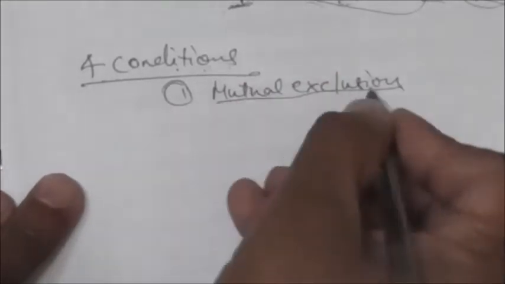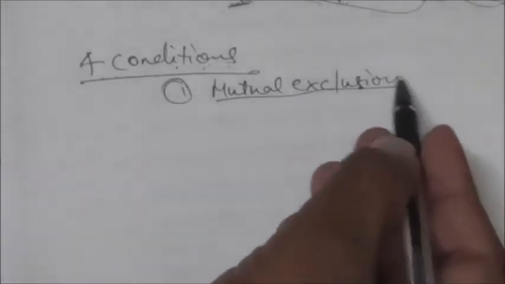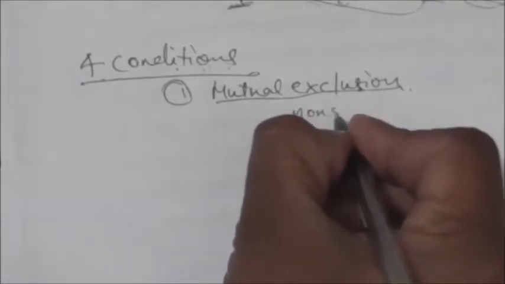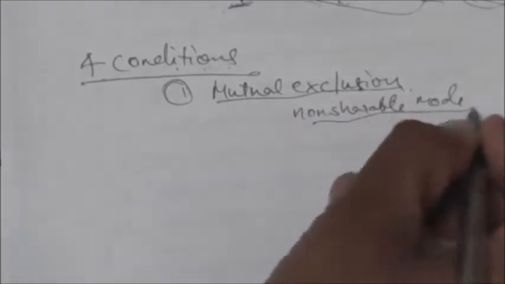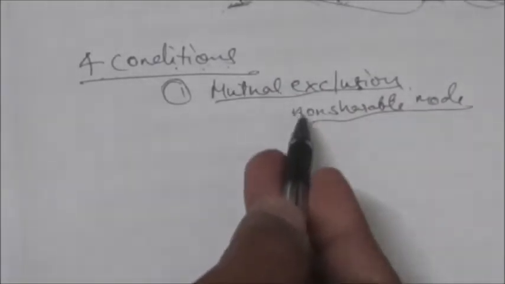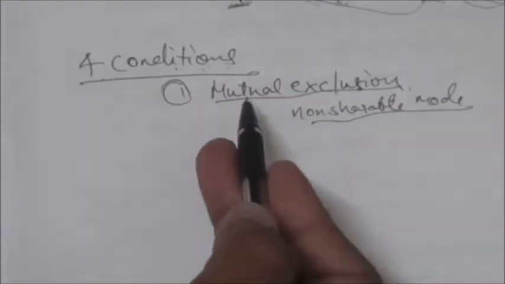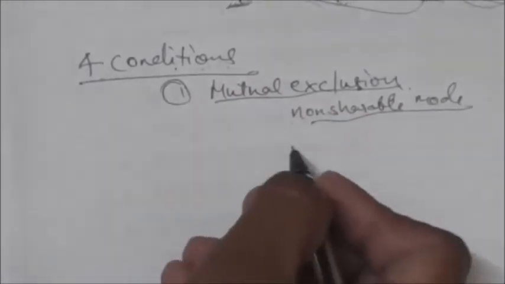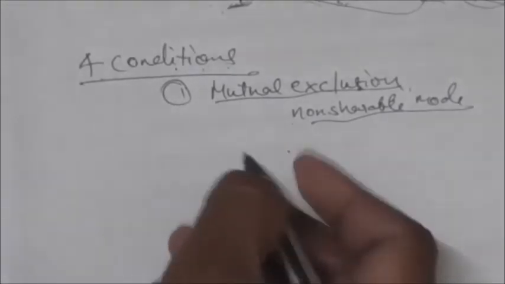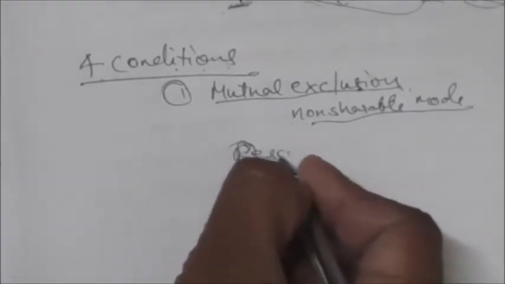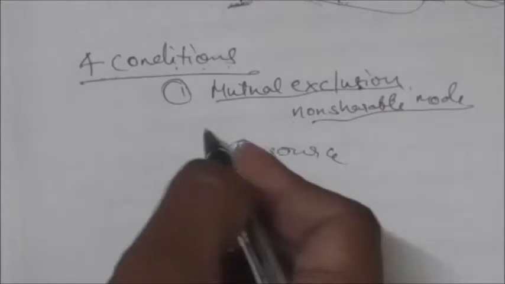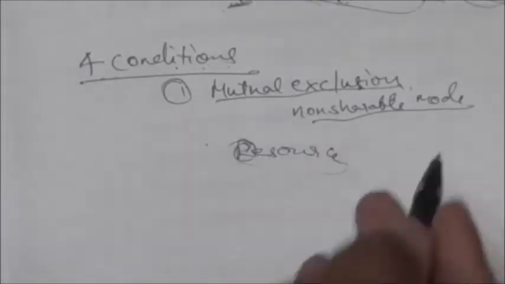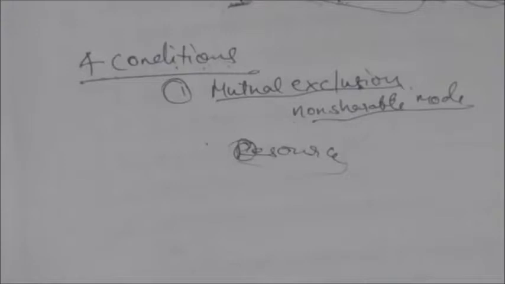So what is this condition, mutual exclusion? It specifies that at least one resource must be held in non-shareable mode. It means that only one process at a time can use that resource. If another process requests that resource, then that process will have to wait until the resource has been released by the process which is using that resource. So this is the first condition.